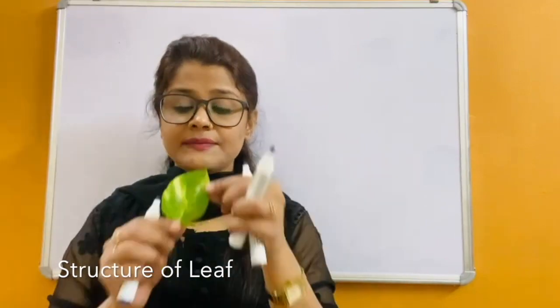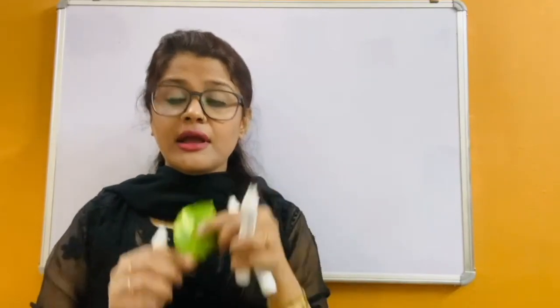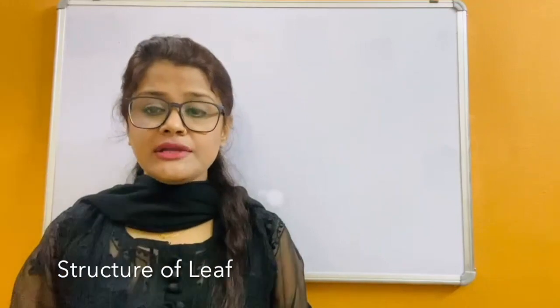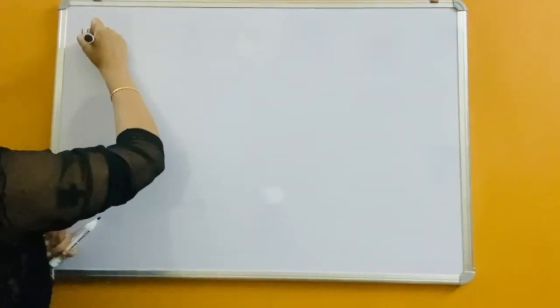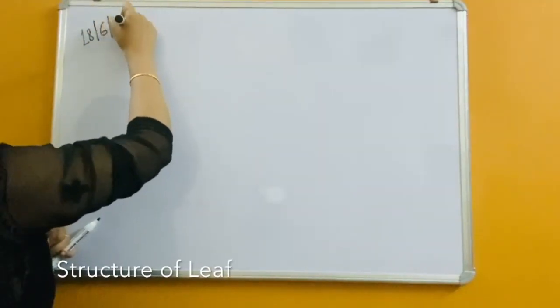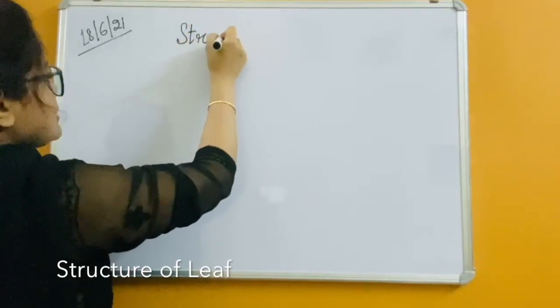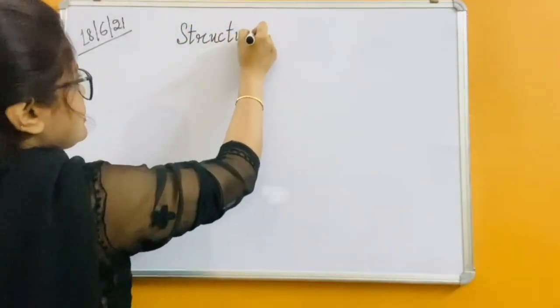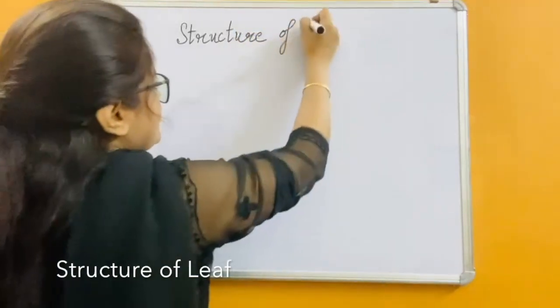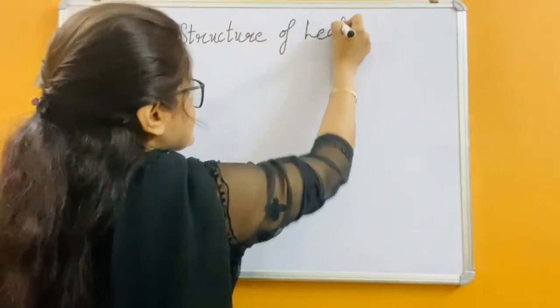Hello students, today we are going to discuss a very important part of a plant, that is a leaf. Yes, I want you all to sit with a leaf so that you'll be able to understand it more clearly. So let's start. Keep drawing with me. I'll teach you how to draw the structure of a leaf in the simplest way.